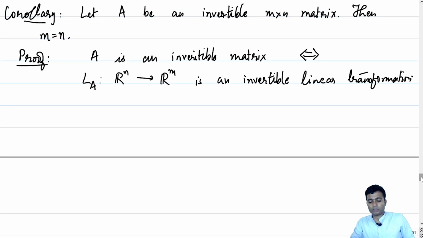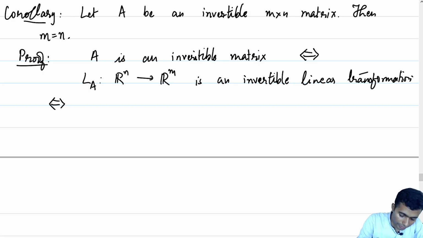Now, what do we know about isomorphic vector spaces? We know that two vector spaces are isomorphic, or in other words, there exists an invertible linear transformation between them, if and only if their dimensions are the same, which we have proved in one of the videos this week.